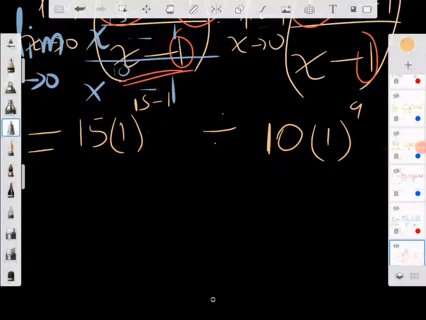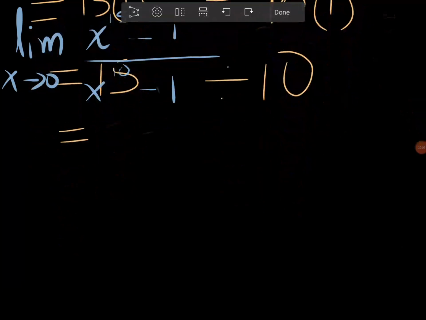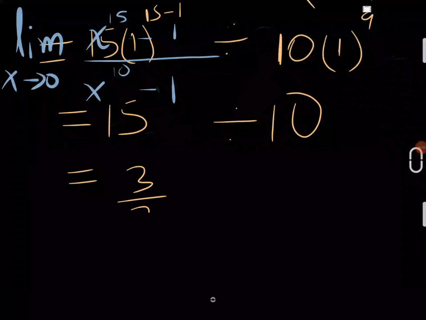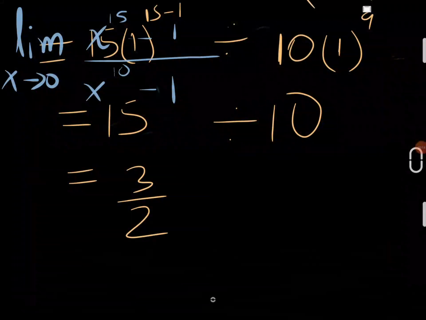Let us solve that, and we see that this approaches 15 times 1 to the power anything. 1 to the power anything is 1. So that is 15, divided by 10 times 1 to the power anything, that is 10 itself. So 15 divided by 10, and 15 divided by 10 is 3 divided by 2. 5 into 3 is 15, 5 into 2 is 10, so 3 divided by 2. And there you get the answer.